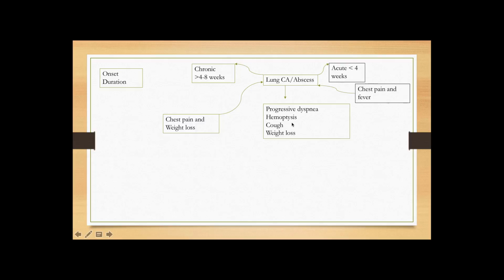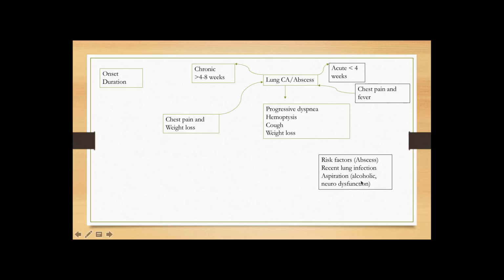So they have progressive dyspnea, they have hemoptysis, so both these patients can have hemoptysis. They both have cough usually, and weight loss is present in lung cancer. Risk factors for abscess would be recent lung infection. So lung infection untreated, like we saw in the case of pleural effusion, untreated pneumonia can turn into pleural effusion. Just like that, untreated lung infection can turn into lung abscess.